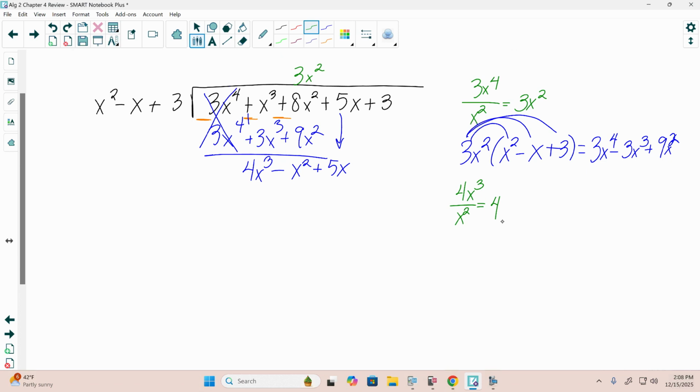Well, 4 divided by 1 is 4. X cubed divided by x squared, 3 minus 2 gives us 1. Telling us that the next part of our answer is going to be positive 4x. Now we take that 4x and multiply it by what's outside. So we're going to take 4x and multiply it by the x squared minus x plus 3. Now 4x times x squared is going to be 4x cubed. 4x times negative x is negative 4x squared. And 4x times 3 is going to be plus 12x.